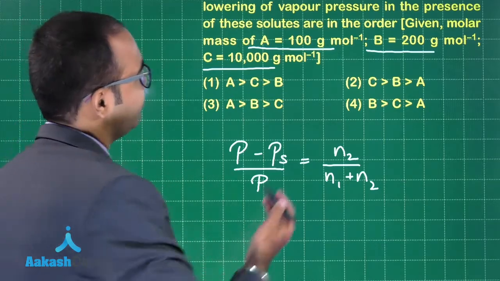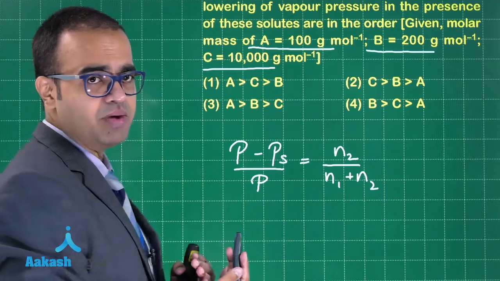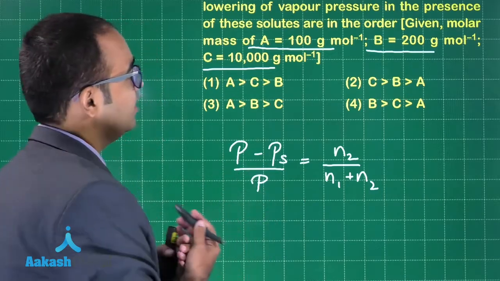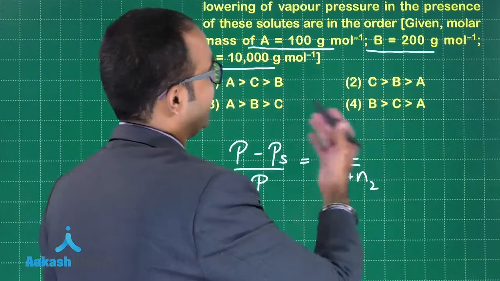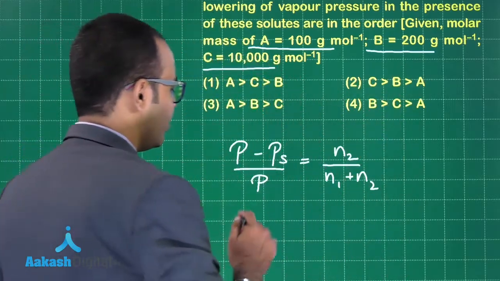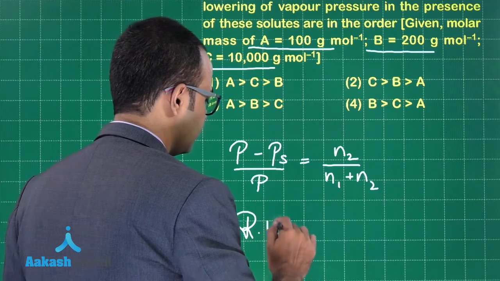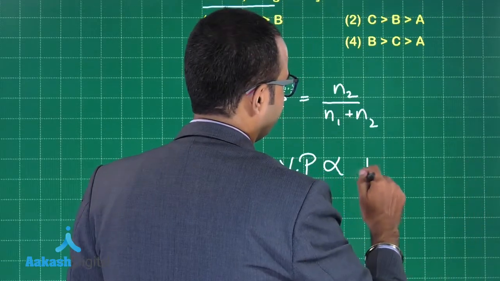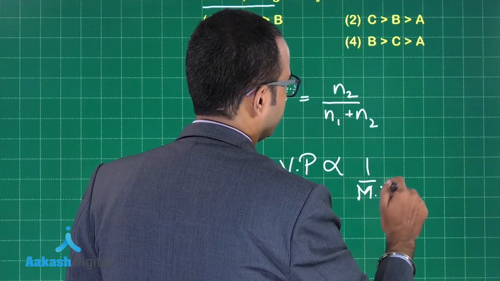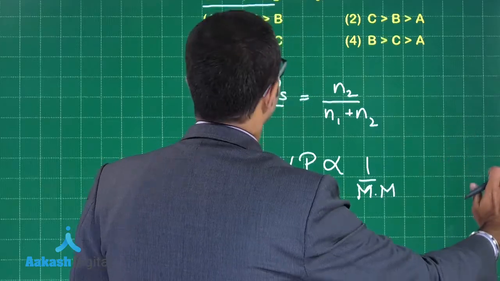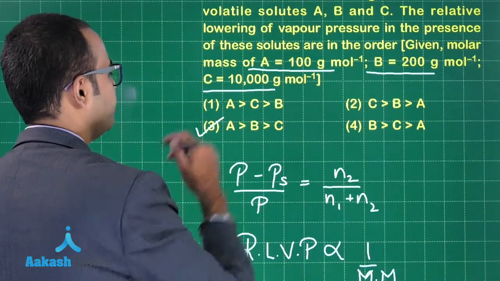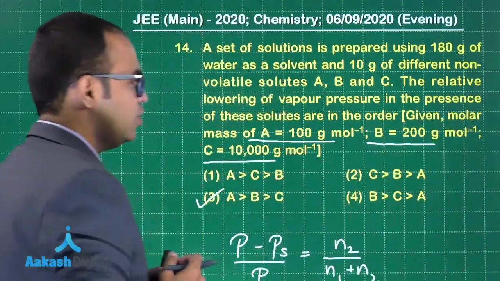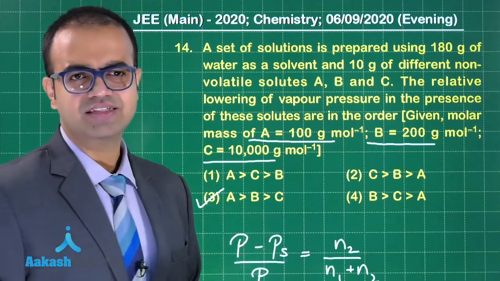That's why if A has the lowest molar mass, the value of relative lowering of vapor pressure will be the highest for A, then the next in line will be B, and after that it will be C, because I can say that RLVP, that is relative lowering of vapor pressure, is inversely proportional to the molar mass. Therefore, the answer is option 3, guys, okay. So I hope you have understood this. Don't solve this question, do it directly, guys, okay.